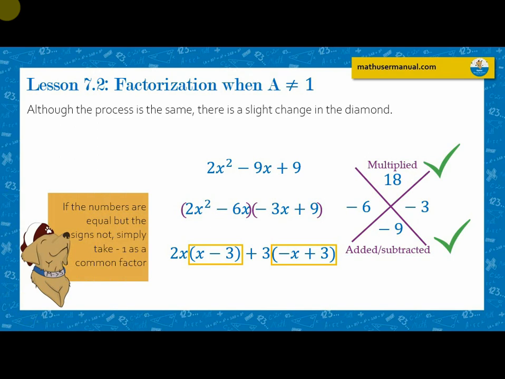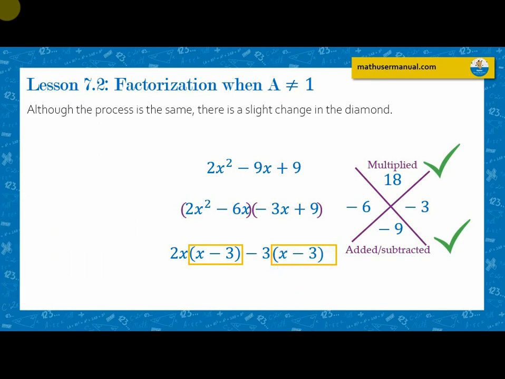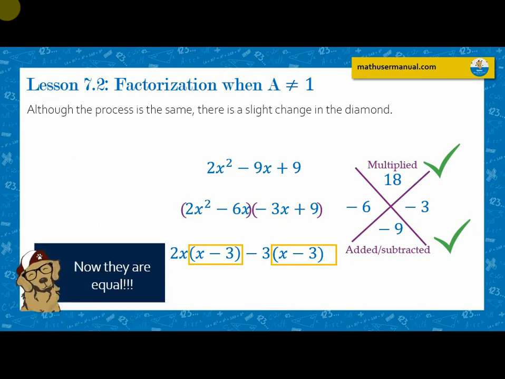If the numbers are equal, in this case the x and the 3, but the signs are switched, all we have to do is take a -1 as a common factor. Because when you divide by -1, the signs change. And of course, don't forget, since you're taking a -1 as a common factor, put the negative on the outside. And now everything is fixed, because if we look at this, both parentheses are now equal, so we're good.